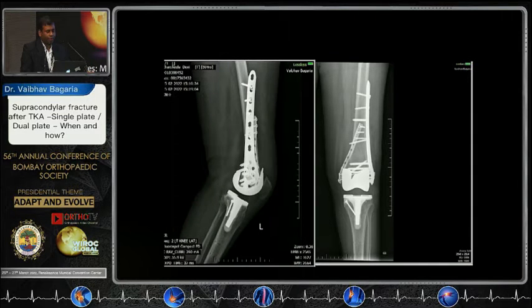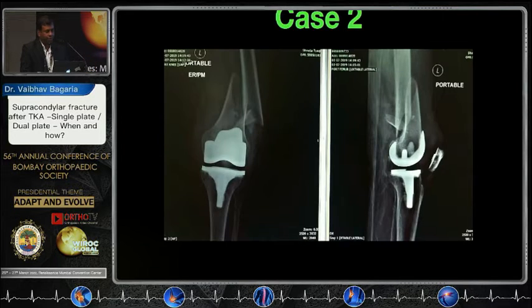So that's the lateral. And don't worry about the plate being a little off on the lateral side. This I learned from Dr. Tanna. He said, don't worry about that as long as you get a screw purchase and you span a long enough length. Another case, and this is the case I would want to show to buttress my case for using a dual plate.